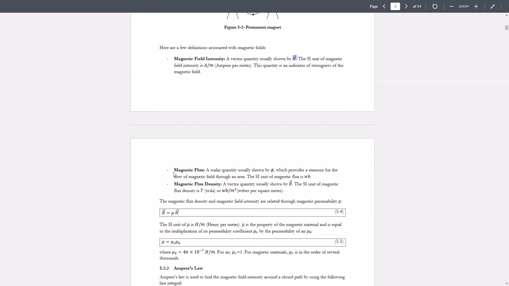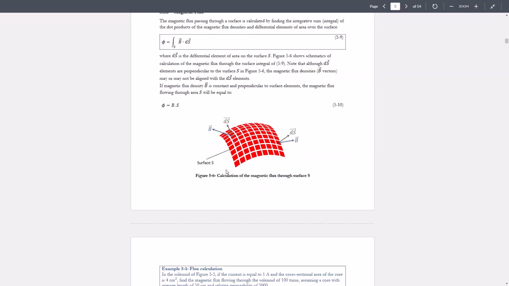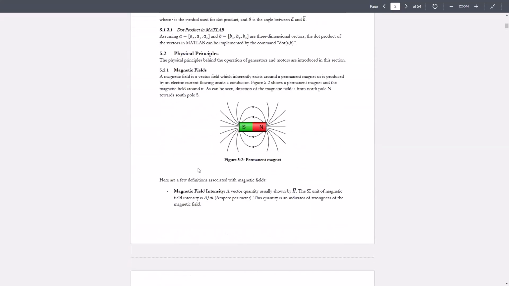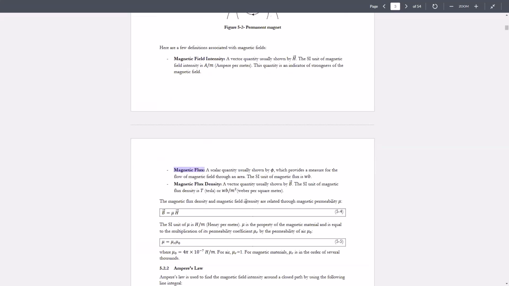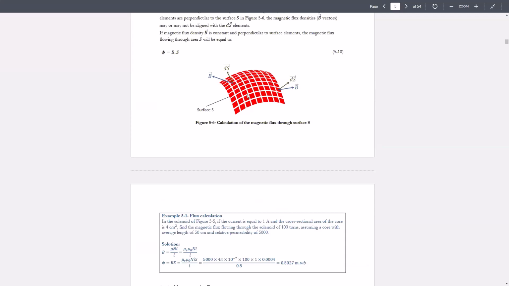There is another definition, which we call magnetic flux. This magnetic flux is a scalar quantity. So this is not a vector. It's a scalar quantity, which we usually show by the phi sign. It provides a measure for the flow of magnetic field through a specific area. So if you have an area like this, for example, consider a portion of the area on a sphere, then magnetic flux is showing how much magnetic field is passing through that specific surface. So if phi is big, it means that through that specific area, more magnetic field is passing. A more intense magnetic field exists which is passing through that specific area.